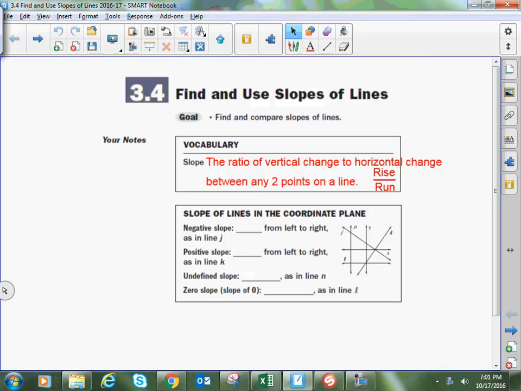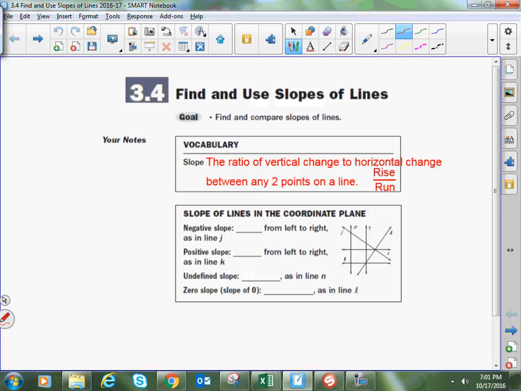So here, slope is, this is more of a description more than a proper definition, I would say, but it's a ratio of the vertical change to the horizontal change, essentially rise and run, the change in y over the change in x.